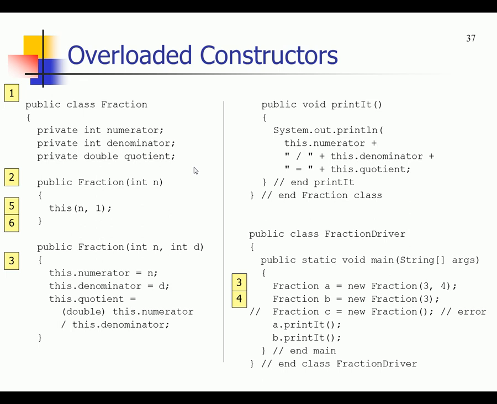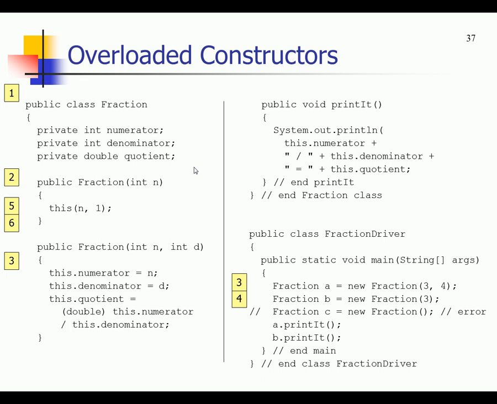The driver is on the next side of the page there in 37. Number 3: Fraction A equals new fraction 3 comma 4. That called number 3 on the left. It's a constructor with 2 arguments. We passed both arguments to it, and it created it. No problem at all.